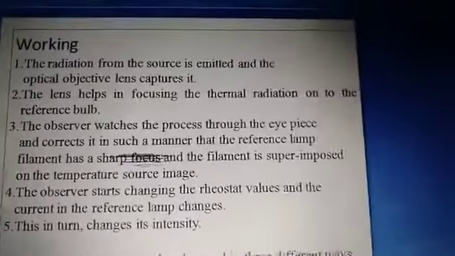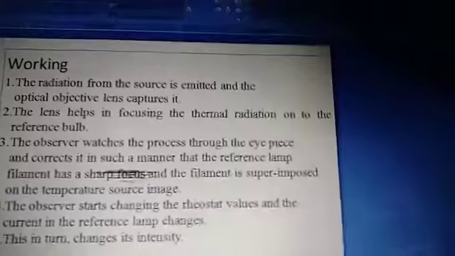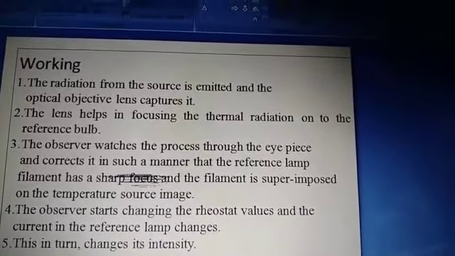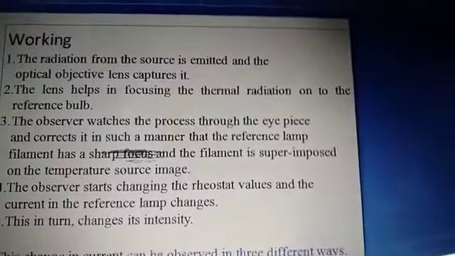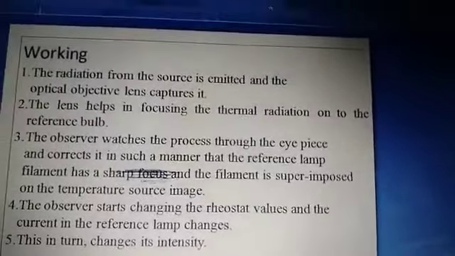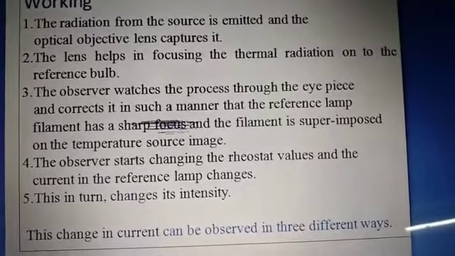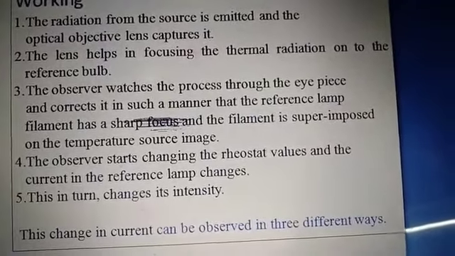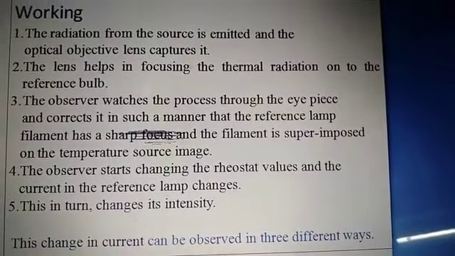What is the working function of this optical pyrometer? The radiation from the source is emitted and the optical objective lens captures the radiation. The lens helps in focusing the thermal radiation on the reference bulb. The light radiation falls onto the reference bulb. So the bulb intensity is increasing in two ways.